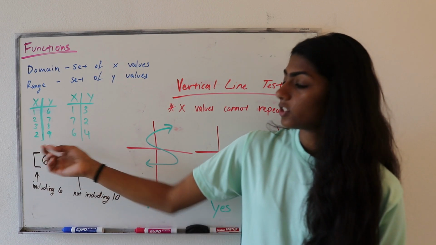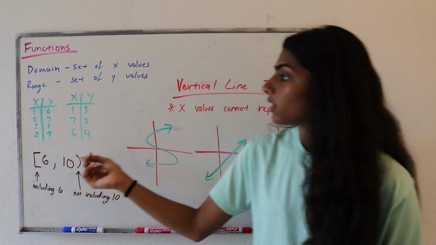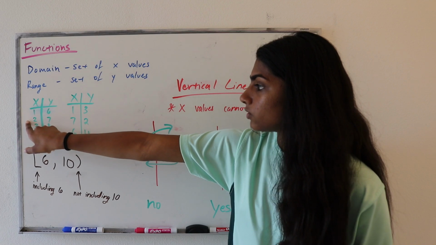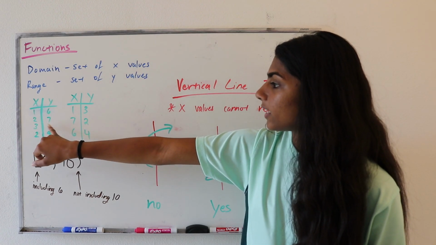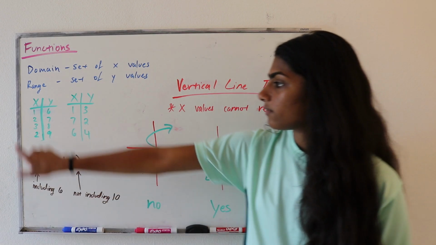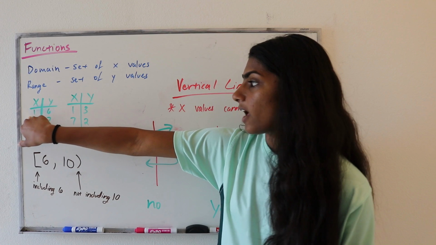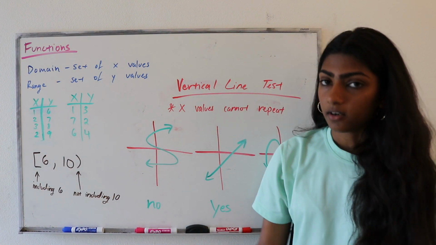For example, let's look at these 2 sets of x values and y values. This right here is the x values, 1, 2, 3, and 2, and these are the y values, 6, 7, 8, and 9. So this right here is not a function, because you have the value of x repeating twice and equaling two different y values, which means that it's not a function.